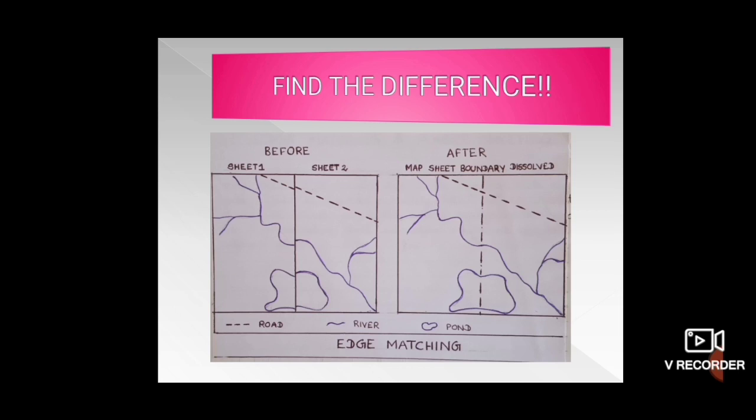You may not be able to see that the road is a straight line. There is some difference between sheet 1 and sheet 2. They have not joined correctly. Similarly is the case of the stream and the case of the pond. They are not showing as a complete polygon.